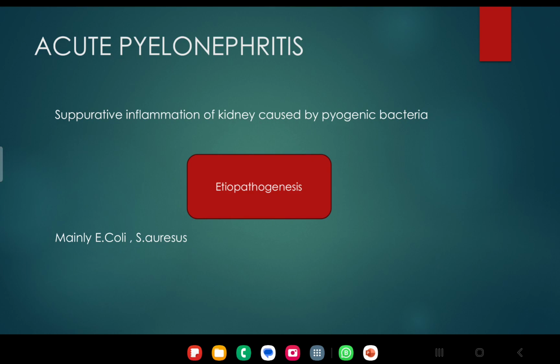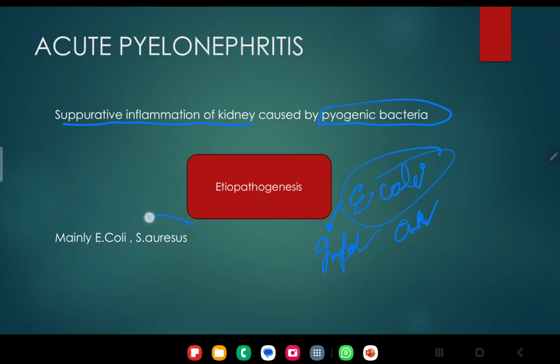Now, acute pyelonephritis. We have already discussed the definition of pyelonephritis, that it is the inflammation of kidney. But acute pyelonephritis is, we can say, suppurative inflammation of kidney which is caused by pyogenic bacteria. Mainly this is caused by E. coli in the inpatient department and outpatient department, whether the patient is admitted to the hospital or takes medication and returns home from the OPD.